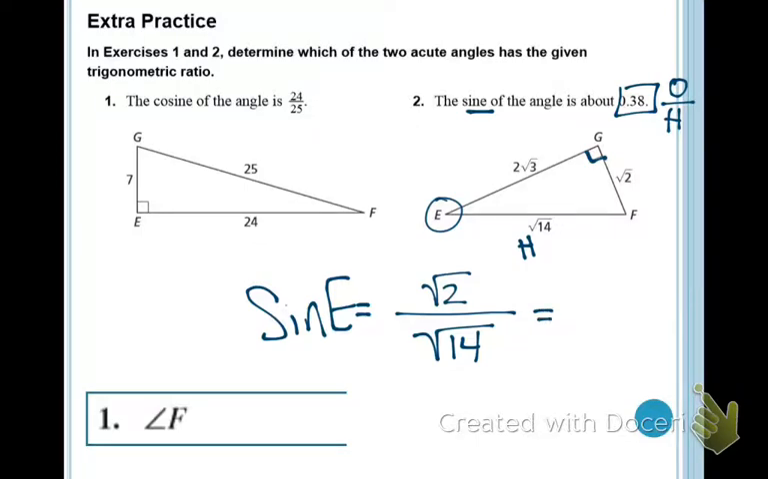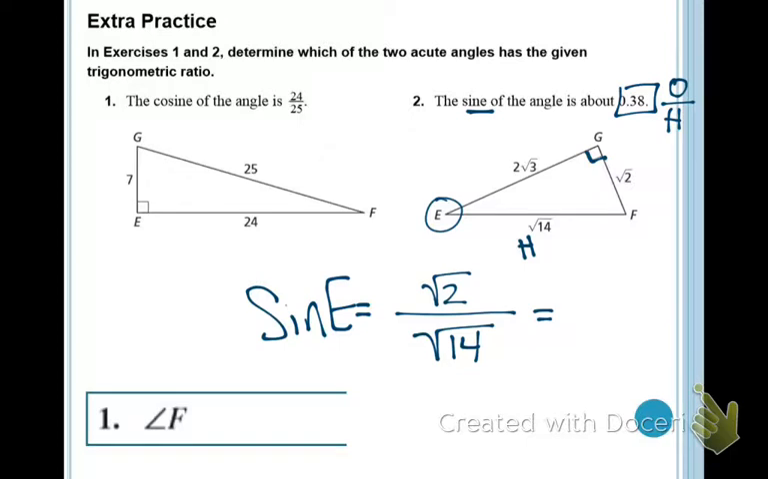If you cannot figure out what is opposite, take your book and turn it towards you. If you're looking from, where are we? Angle E, what is directly across from angle E? And it is the square root of 2. If you cannot see it, then turn your page.